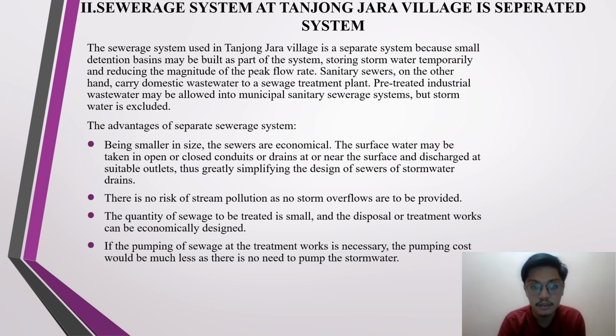Okay, the advantages of separate sewerage system. Firstly, being smaller in size, the sewers are economical. The surface water may be taken in open or closed conduits or drains at or near the surface and discharged at suitable outlets, thus greatly simplifying the design of sewers of stormwater drains. Secondly, there is no risk of stream pollution as no storm overflows are to be provided. Thirdly, the quantity of sewage to be treated is small, and the disposal works can be economically designed. And lastly, if the pumping of sewage at the treatment works is necessary, the pumping cost will be much less as there is no need to pump the stormwater.